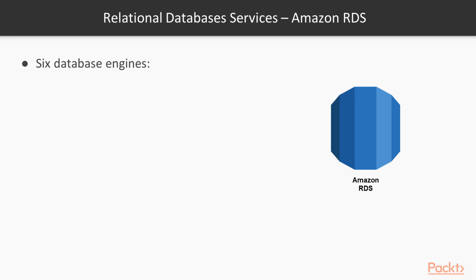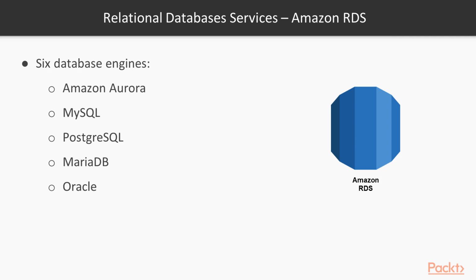So with regards to relational database services and Amazon RDS, we actually have 6 different database engines available. We have Amazon Aurora, MySQL, PostgreSQL, MariaDB, Oracle, and the Microsoft SQL Server. These are what we call transactional databases, specifically online transactional processing databases, or OLTP.